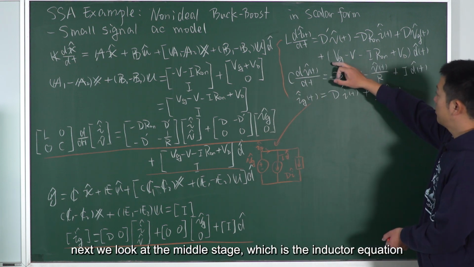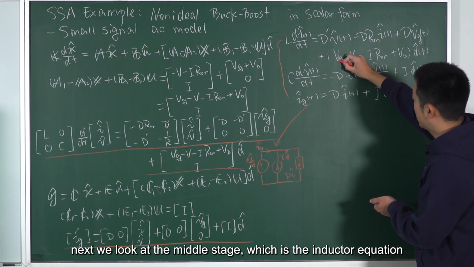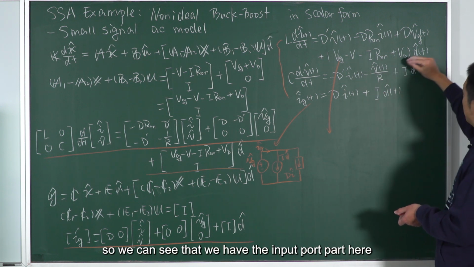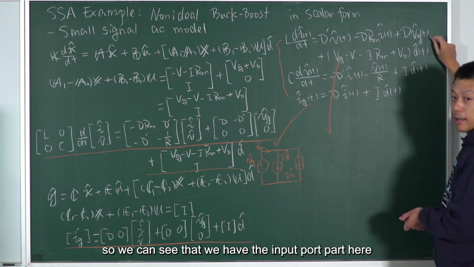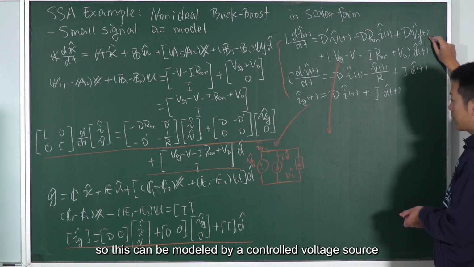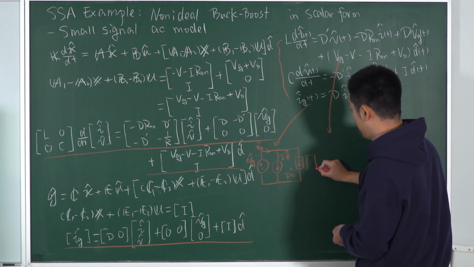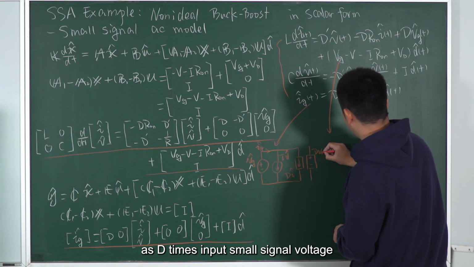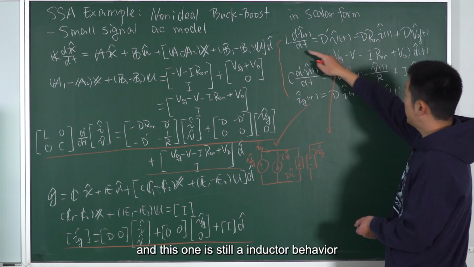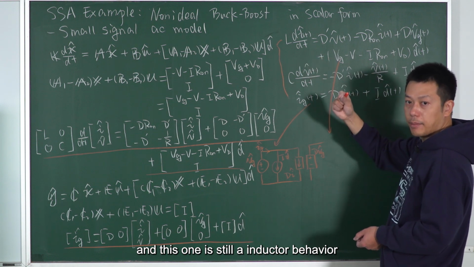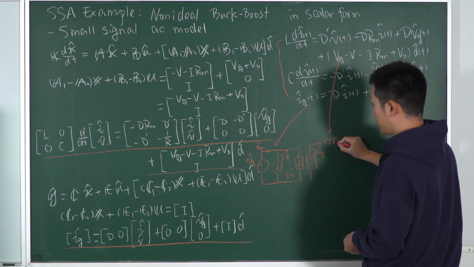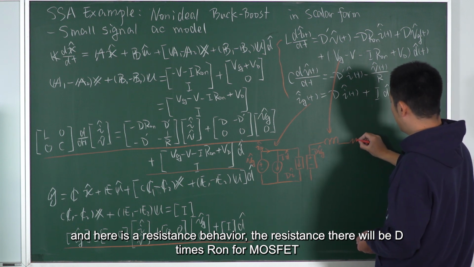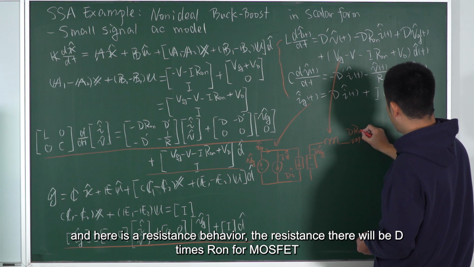Next, we look at the middle stage, which is the inductor equation. So we can see that we have the input port part here. This can be modeled by a controlled voltage source as D times input small signal voltage. And this one is still an inductor behavior. And here is a resistance behavior. The resistance will be D times R_on for the MOSFET.